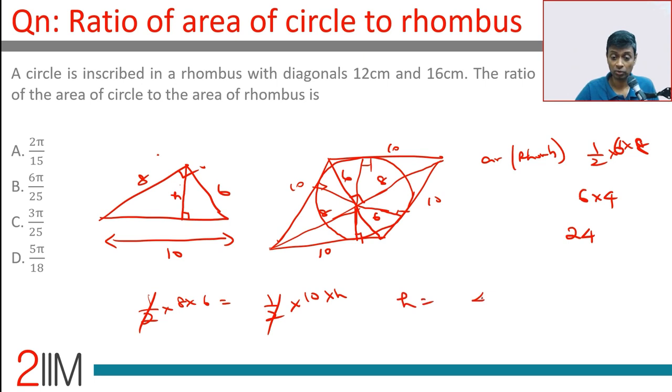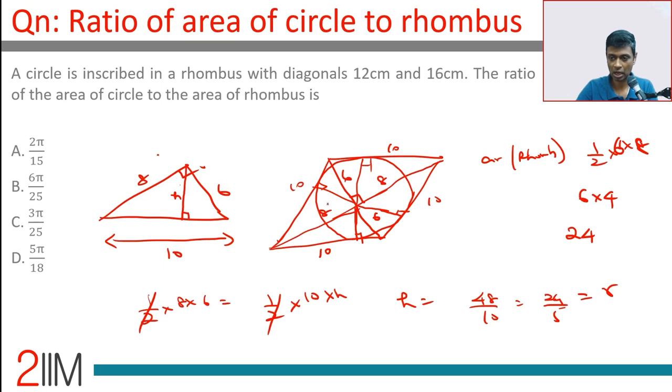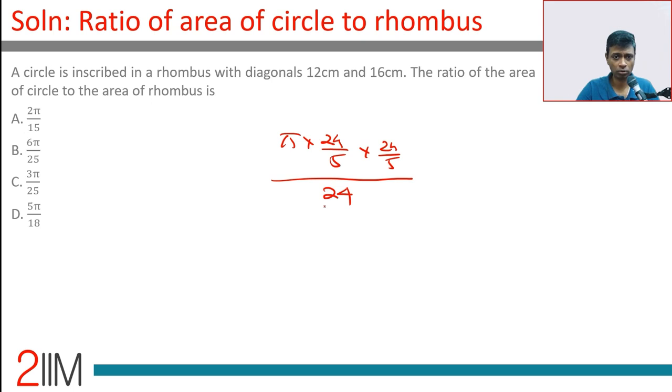The height of that right angle triangle is nothing but the radius. Area of this circle is pi r square. So it is pi 24 by 5 into 24 by 5. That is the area divided by 24. Area of the rhombus. Half into 6 into 8. Area of circle to area of the rhombus. Area of the rhombus. Okay.